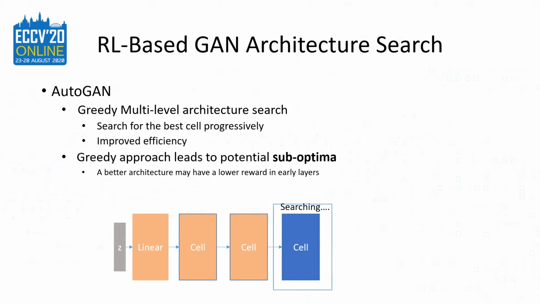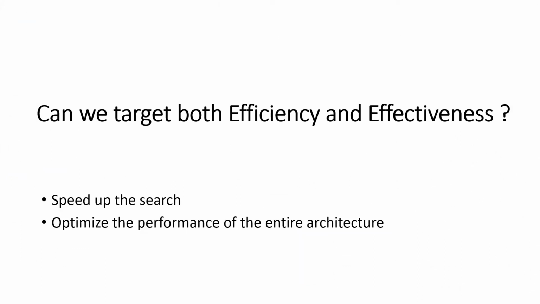In AutoGAN, the architecture of individual layers is decided greedily without considering subsequent layers. However, a better architecture may have a lower reward for the first layer, but a higher final reward for the entire architecture. Therefore, we ask ourselves: is it possible to target both better efficiency and effectiveness? Specifically, are we able to speed up the search and still consider the performance of the entire architecture?